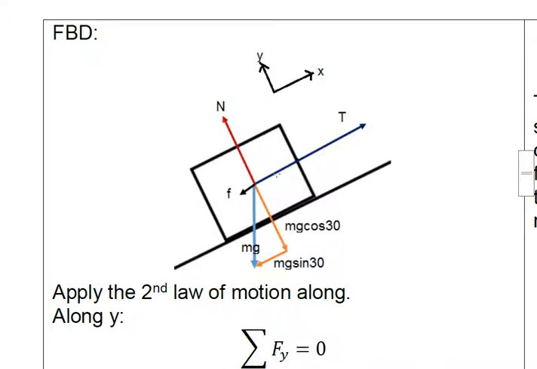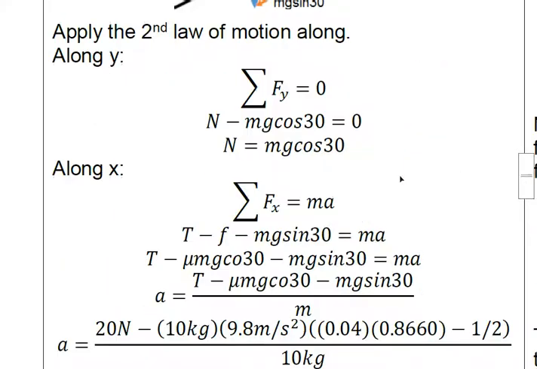You have here the new Cartesian coordinate system being tilted or rotated at a 30 degree angle. So we are going to apply the second law of Newton along y. Always bear in mind that you have the A in this direction. If this is the direction of the A, then everything that follows A should be positive, and everything against it should be negative. So along y we have the summation of forces along y equal to 0.